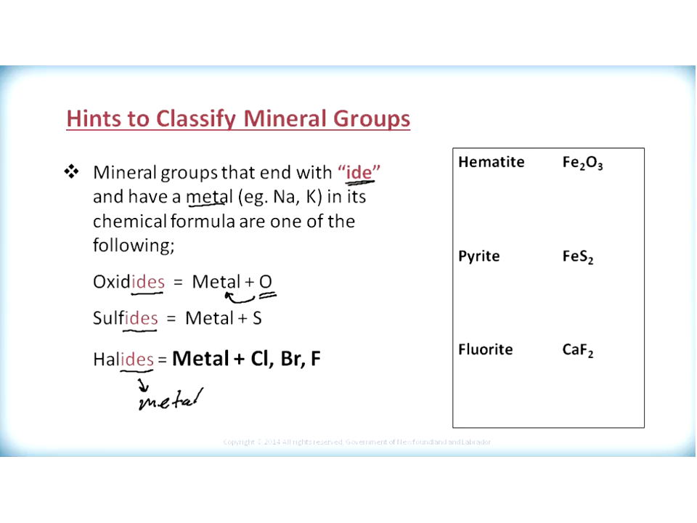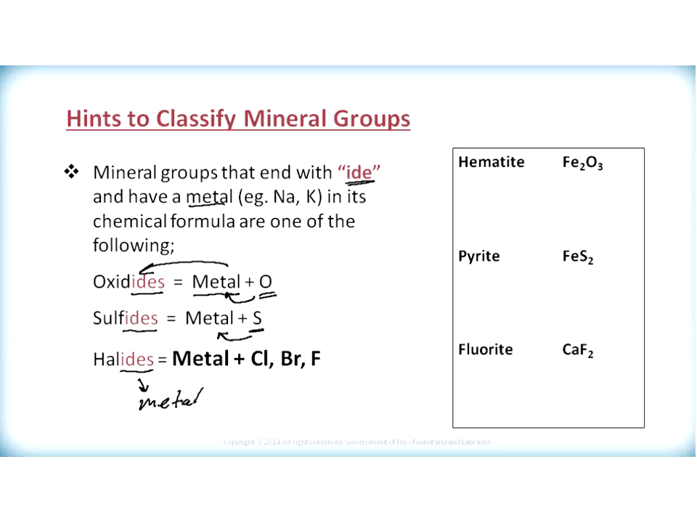But in this case, with oxides, the element directly in front of your oxygen or oxygen group is going to be a metal. And if it is a metal, then it belongs to the mineral group oxides. If we have sulfur in the chemical formula, there's no oxygen present, so we see sulfur in the chemical formula, and directly in front of the sulfur we see a metal.